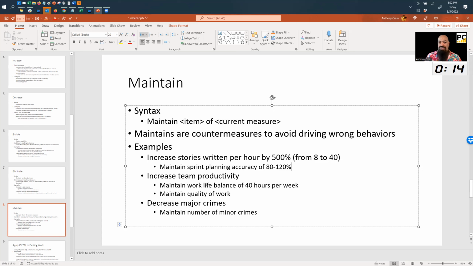Here, increase team productivity. Oh, okay, but you better maintain work-life balance of 40 hours per week. You better maintain the quality of work, right? So again, these are maintains to balance out what might be bad.